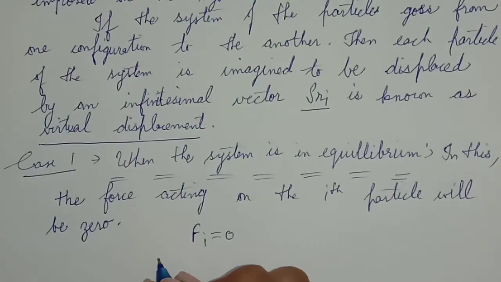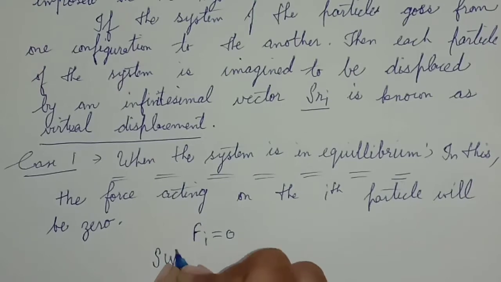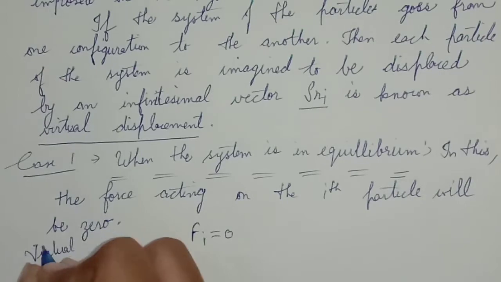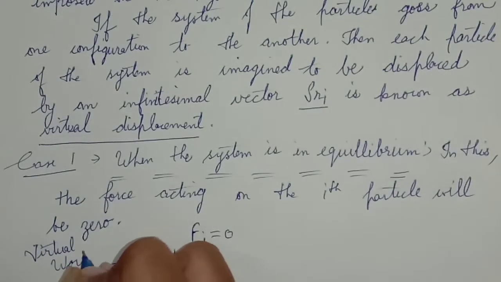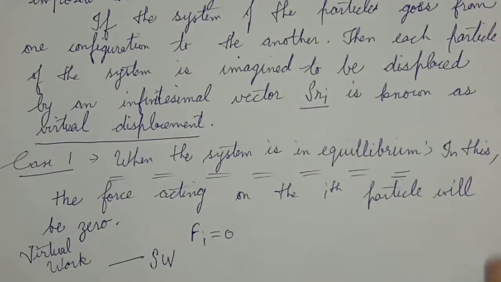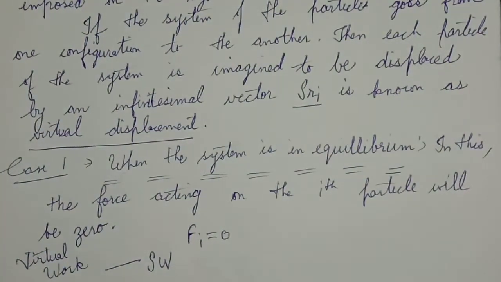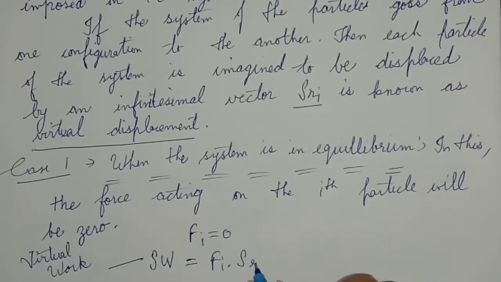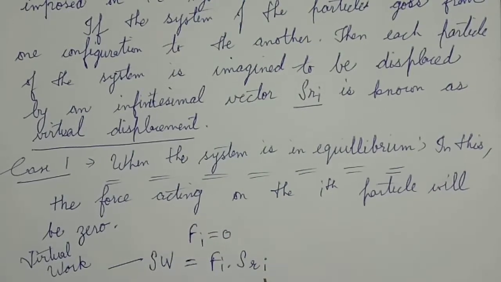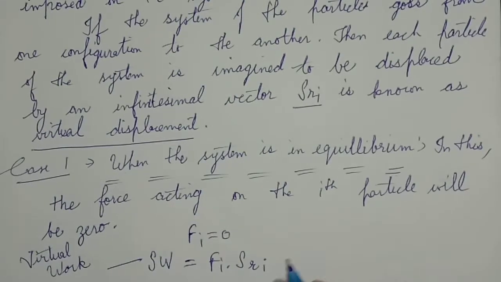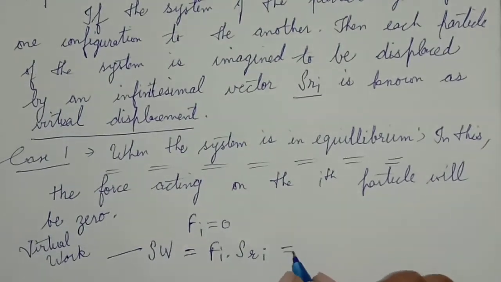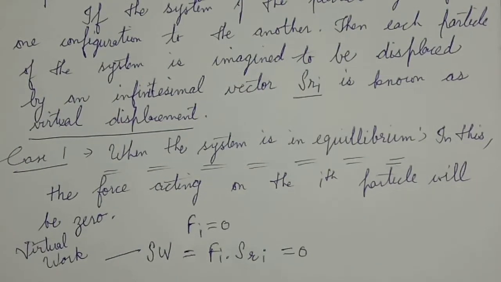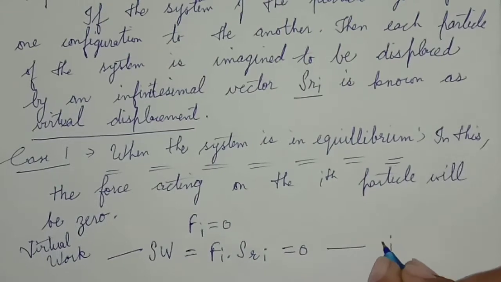And we know delta W, which is virtual work. Virtual work means small work, which is equal to Fi dot delta Ri, where delta Ri is the virtual displacement and Fi is our force, which is equal to 0 because the particle stays at rest, it doesn't cover any distance. This is equation number 1.